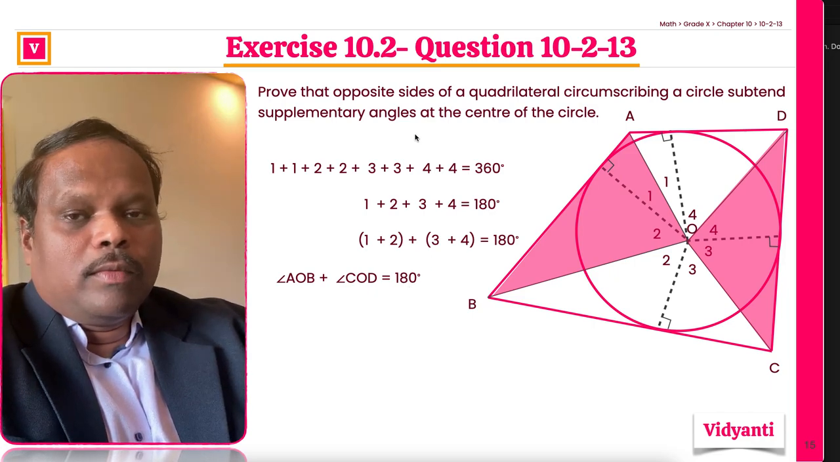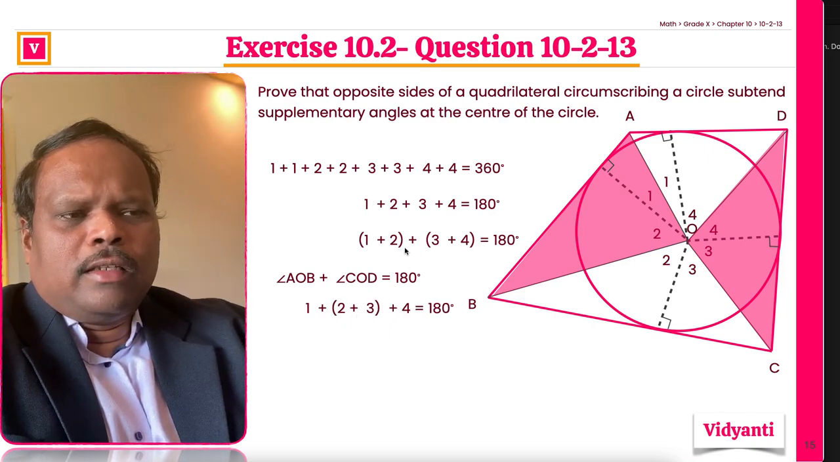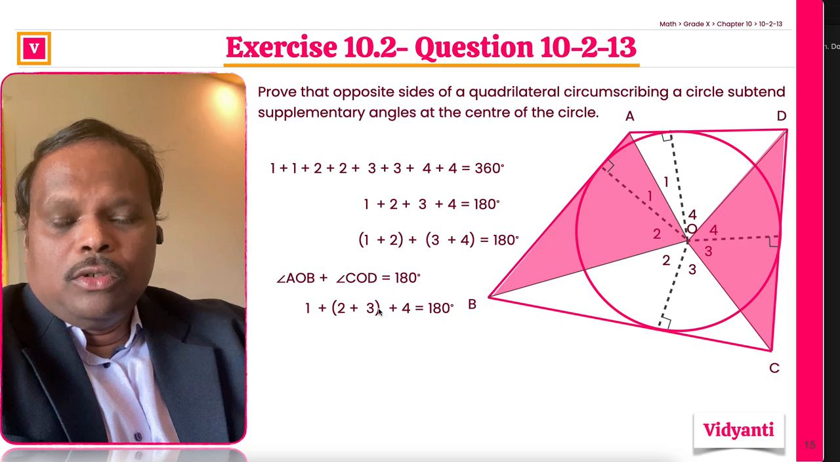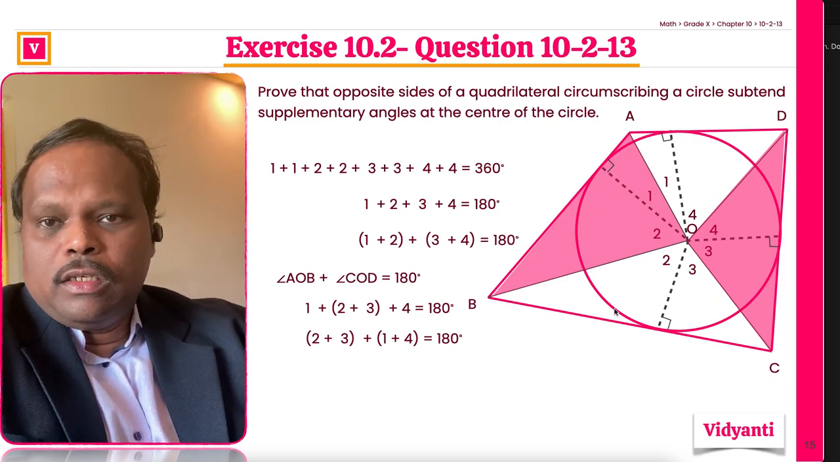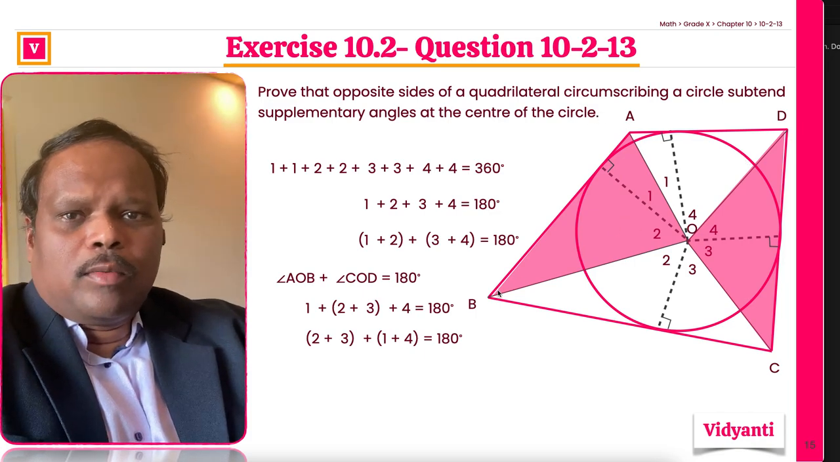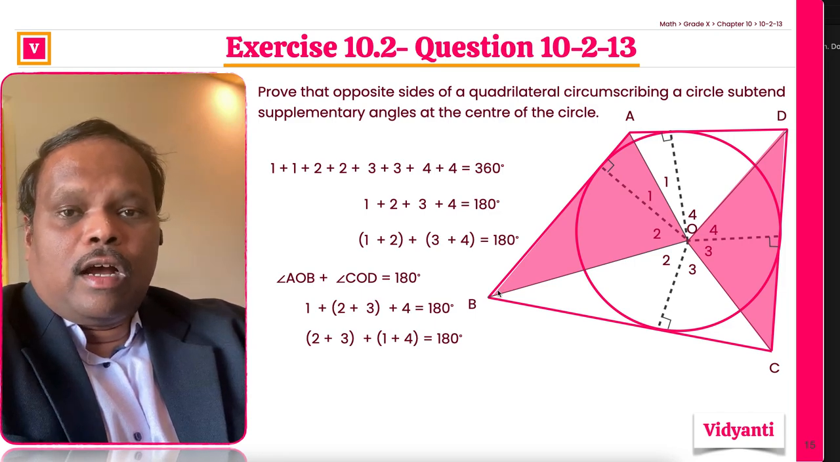Is it also applicable for the remaining pair of angles? Yes, I can take this one again, and rather than combining 1 plus 2, I can combine 2 plus 3 and then 1 plus 4. Now 2 plus 3 is this angle, which is BOC, and 1 plus 4 is actually AOD. So this is equally applicable for any pair of sides as long as they are exactly opposite to each other.